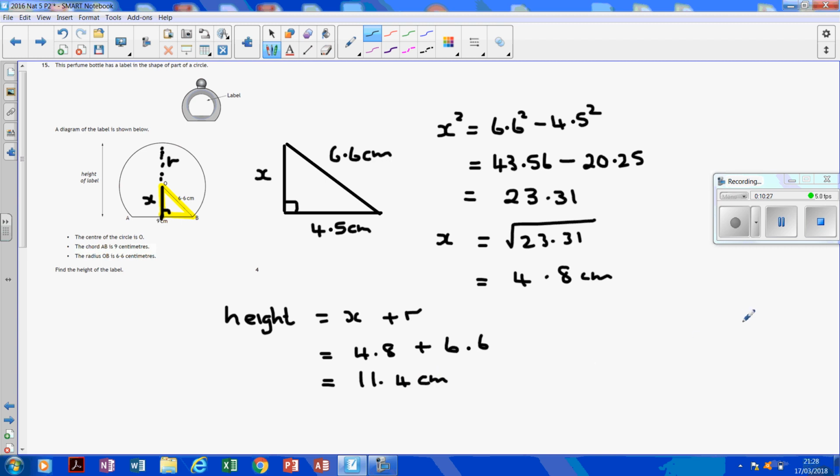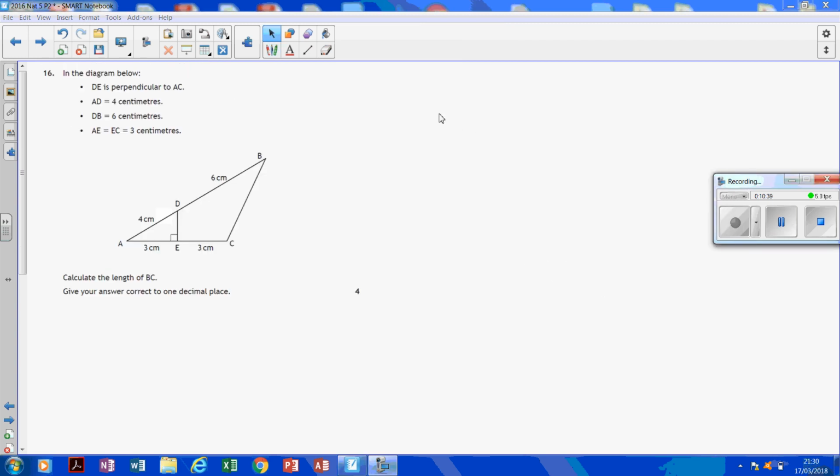Now you will get a question like this, it's just got different context. This one is about a perfume bottle. They're called Pythagoras type questions. You can learn how to do them fairly easily. Now this question is at the end of the paper, so it's meant to be a wee bit more challenging and we need to put a bit more thought into it.